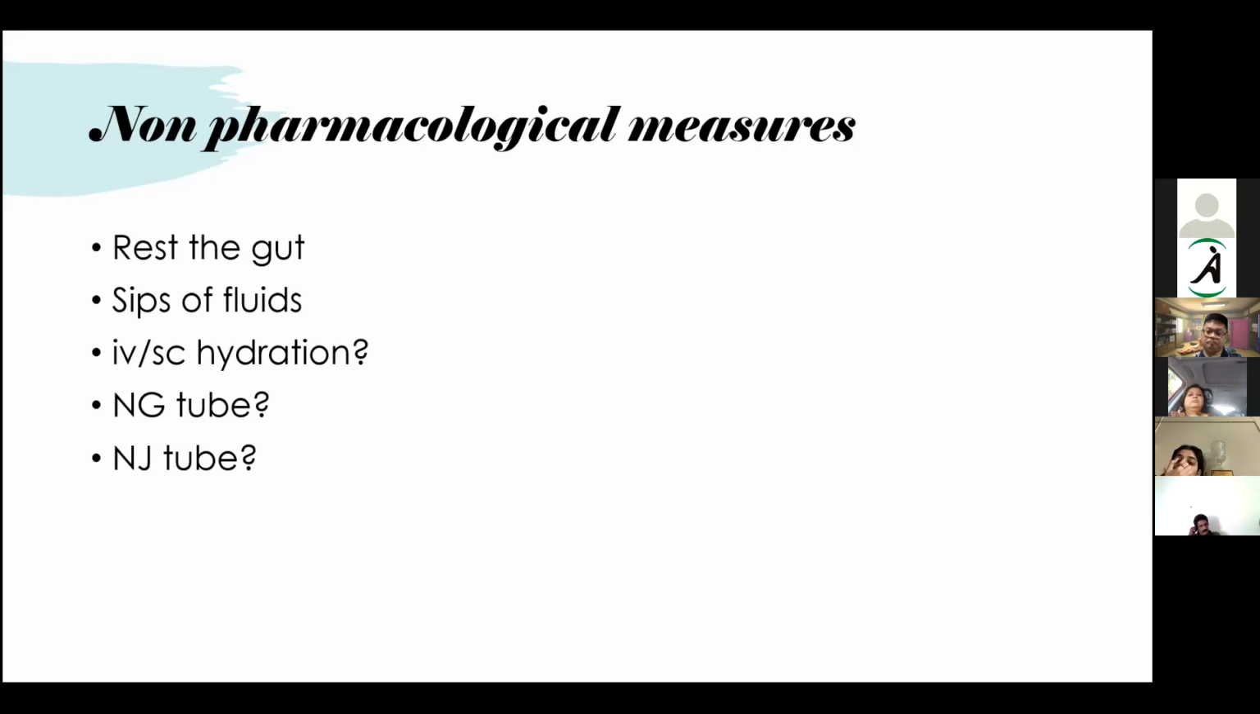We usually reserve the NG tube for high volume of vomitus multiple times a day. If the patient is having significant distress, in that case, we put in an NG tube. Otherwise, we'll just rest the gut. Another option is called an NJ tube. It's a nasojejunal tube. This can actually be a viable option, especially as a palliative measure.